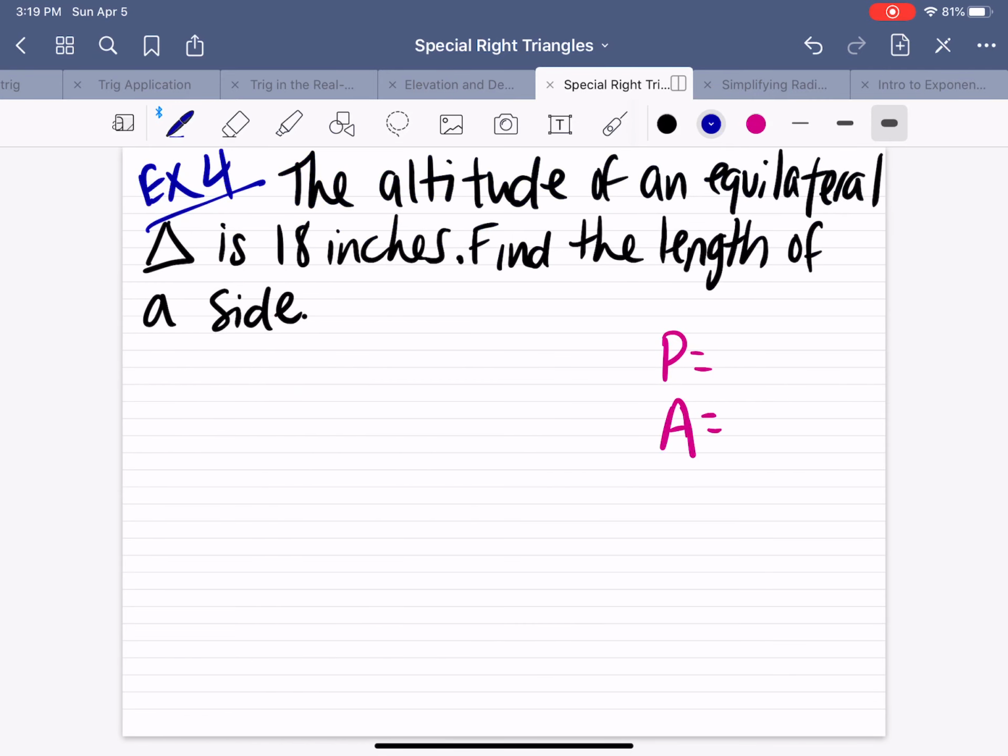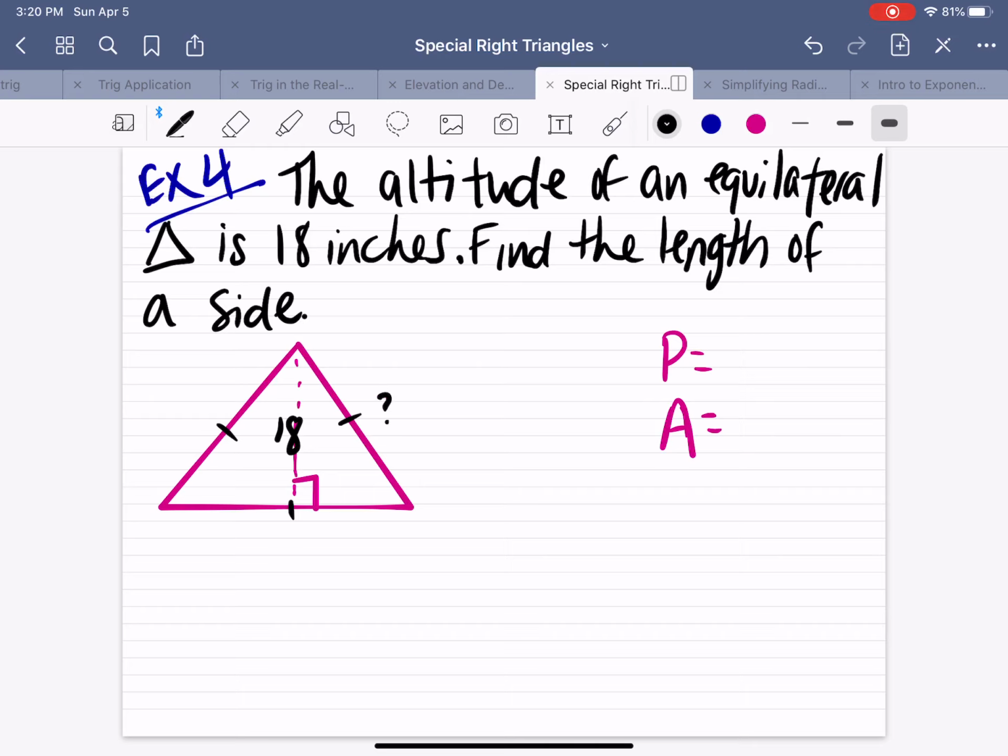Okay, so let's go to example 4. The altitude of an equilateral triangle is 18 inches. Find the length of a side. So now we're working our way backwards. I gave you the height, which is 18, and you're trying to find the length of a side. So remember, all the sides are congruent, so we're only trying to find one of the sides.